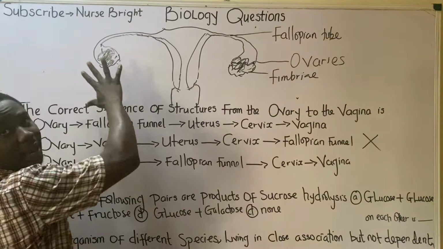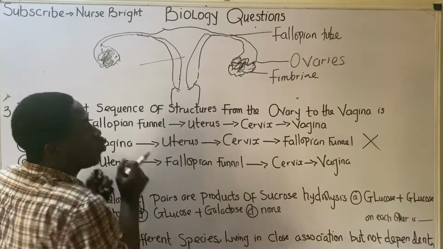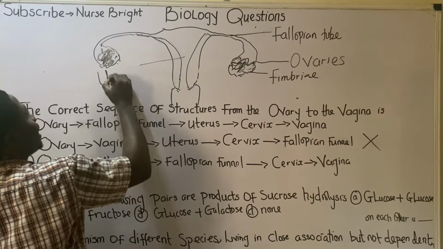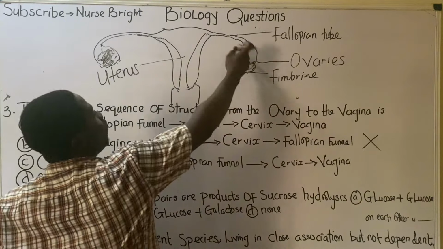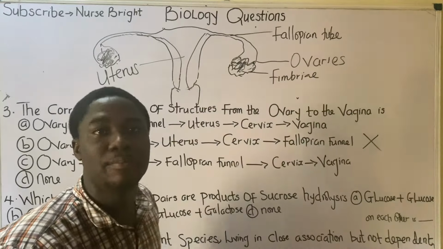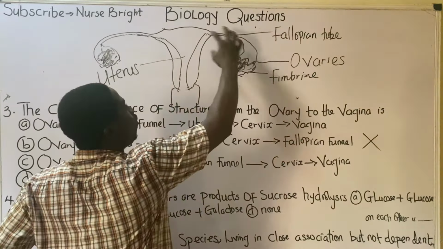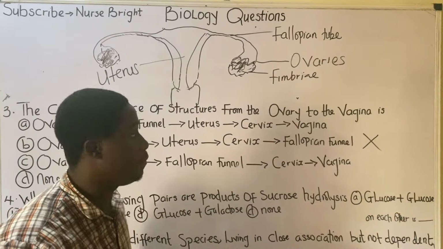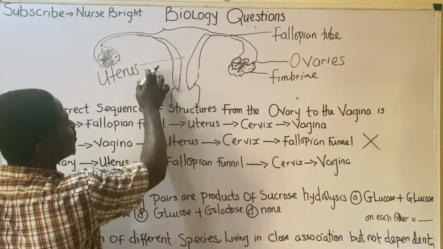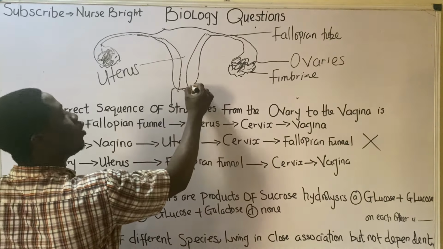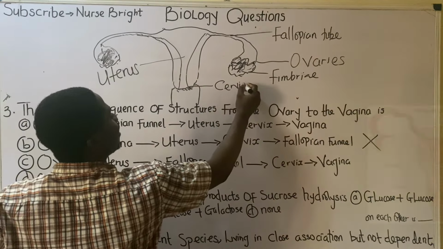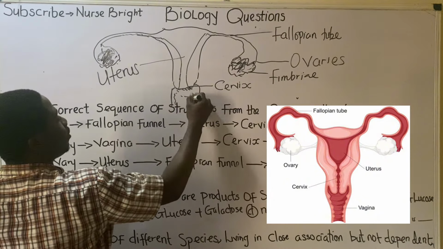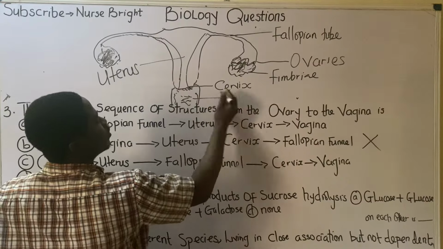Anything I'm doing here is the same here. Are you following me? This muscular organ is called the uterus. This is where the fertilized egg implants during pregnancy, where it stays for growth during pregnancy. Moving further, this opening is called the cervix. The cervix separates the uterus from this part of the female reproductive system, which is called the vagina.